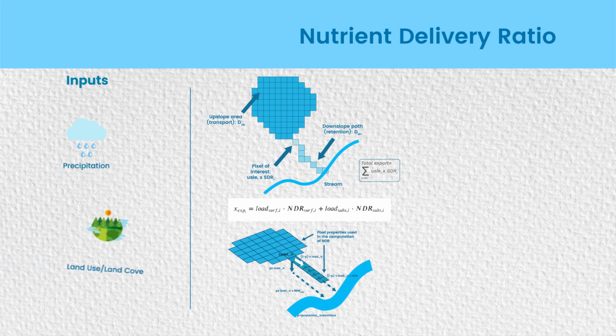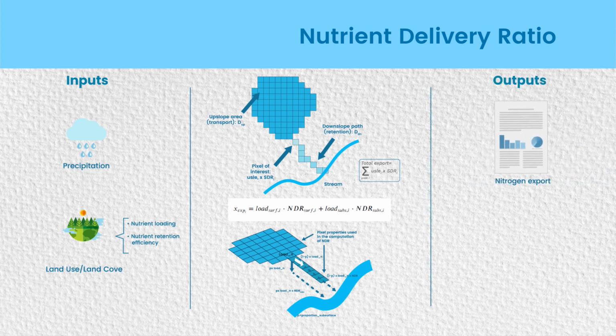The nutrient delivery ratio incorporates three parameters to represent the export of each nutrient, three for nitrogen and three for phosphorus. 1. Borselli K parameter. 2. Subsurface critical length. 3. Subsurface maximum retention efficiency. The model results include two rasters that show how much phosphorus and nitrogen from each pixel ultimately reaches the stream through surface flow.